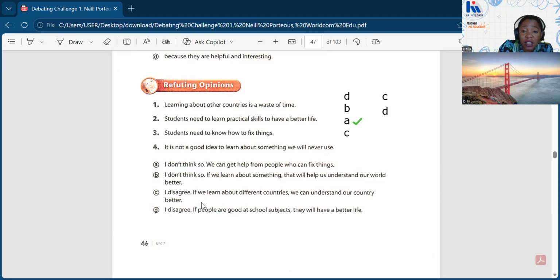C says, I disagree. If we learn about different countries, that is not correct. The answer will be B because B says, I don't think so. If we learn about something, it will help us understand our world better. So number four says it is not a good idea to learn about something we will never use. And B, the answer, says, I don't think so. If we learn about something, that will help us understand our world better. So the answer here is B.